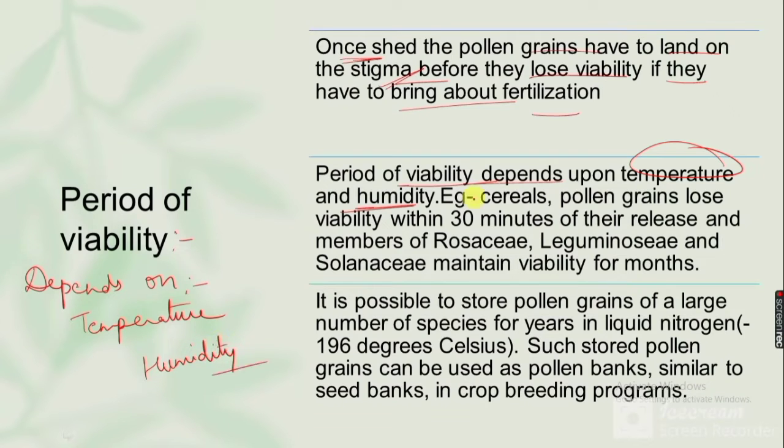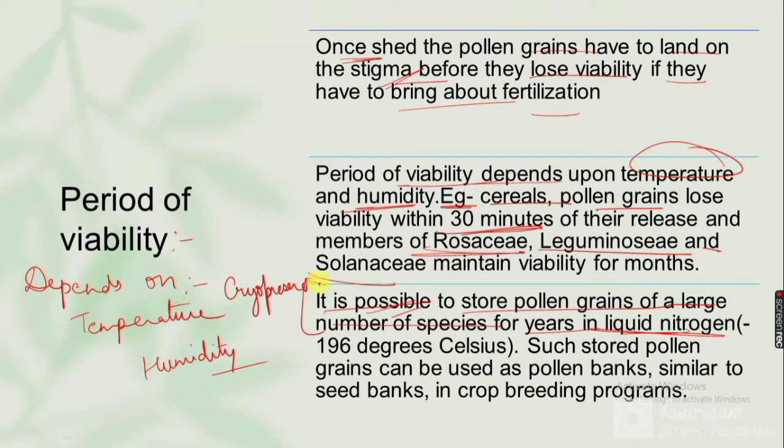For example, cereal pollen grains lose viability within 30 minutes, but some have viability for months, like members of Rosaceae, Leguminosae and Solanaceae. It is possible to store pollen grains of a large number of species for years in liquid nitrogen. Such preservation of pollen grains in liquid nitrogen is known as cryopreservation.